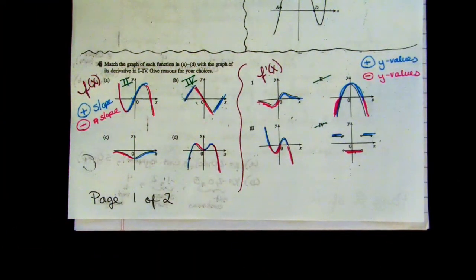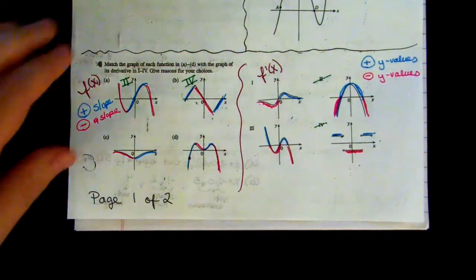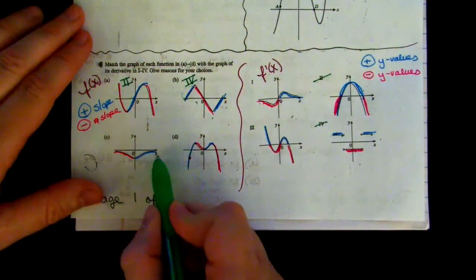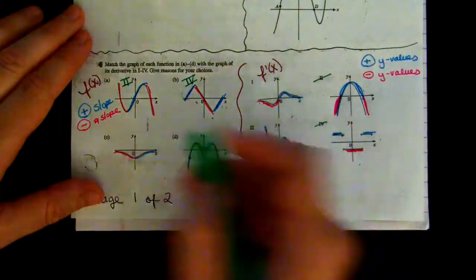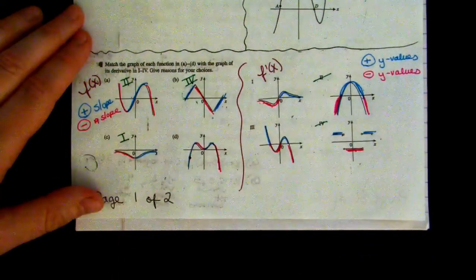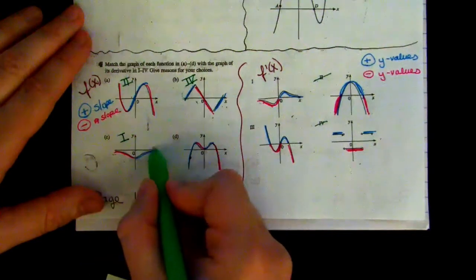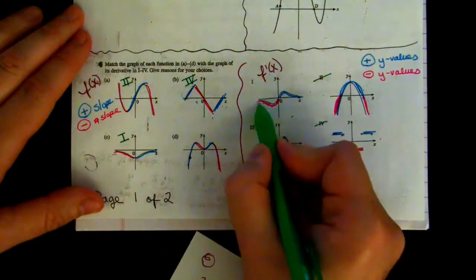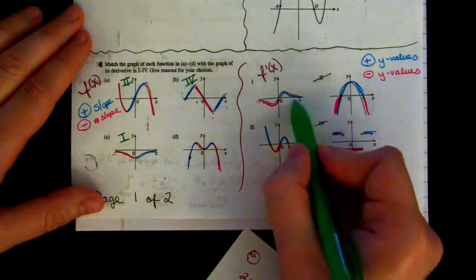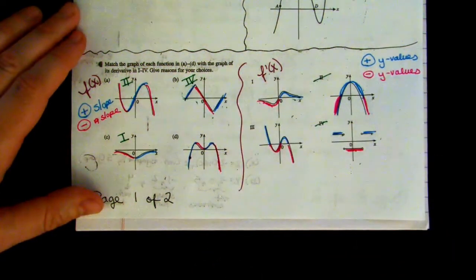Letter C gets matched up with what? Negative slope, positive slope. I see negative y values, positive y values. I'll match that with 1. I can even say a little more. Over here, my slope's pretty close to 0, and here my slope's close to 0. Over here, yeah, my y values are getting pretty close to 0. My y values there are getting close to 0.